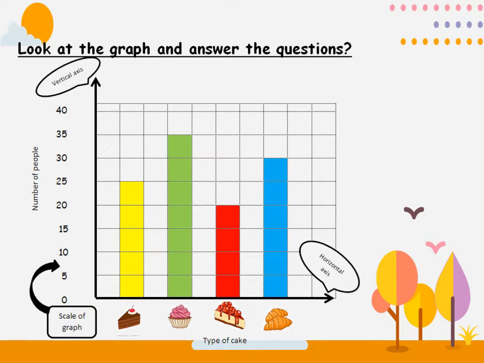And down here is the type of cake, or the type of object we make a graph on. So I have here a chocolate cake, a cupcake, a cheesecake, and a croissant. How many people like the chocolate cake? It's 25. And how many people like the cupcake? Look here, it ends at 35. How many people like the cheesecake? 20. Excellent. And the croissant is 30. 30 people like it.